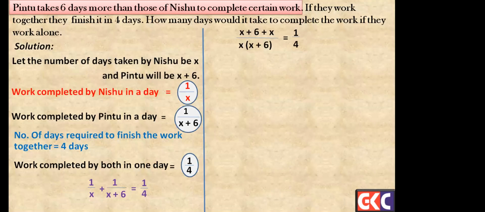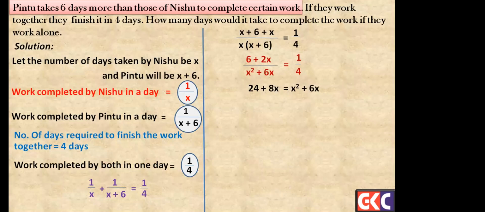Now we can add x plus x, which becomes 2x, and 6 stays as it is, and we can multiply the denominator. So what will we get? (6 plus 2x) upon (x square plus 6x) equals 1/4. Then we can do cross multiplication. 4 multiplying 6 and 2x, and x square and 6x stay the same. So we get 24 plus 8x equals x square plus 6x. Any problem? Hopefully not, so I can proceed further.